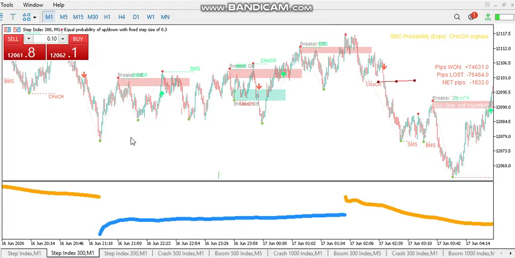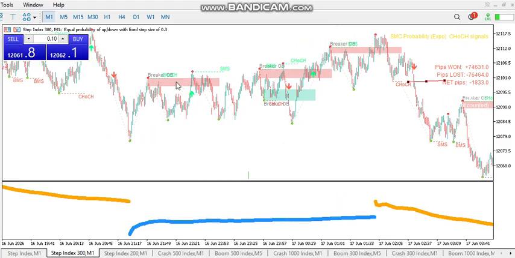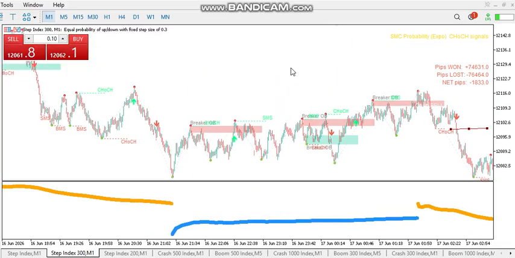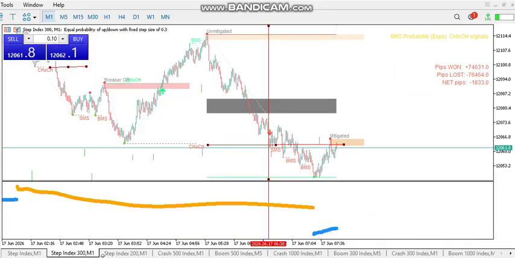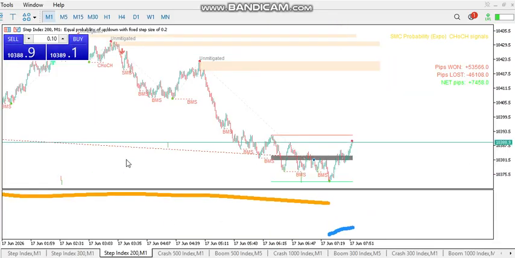Like this particular breaker, you can see there is no confirmation for us because we don't have any choke level here. We don't have any choke level here. You can see that. So that is how to identify this particular breaker level. So let me show you guys another one on our Step Index 200.